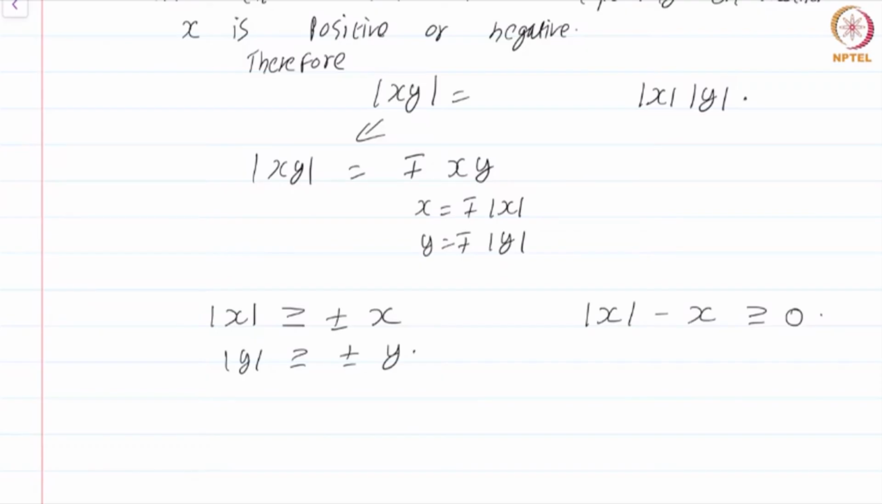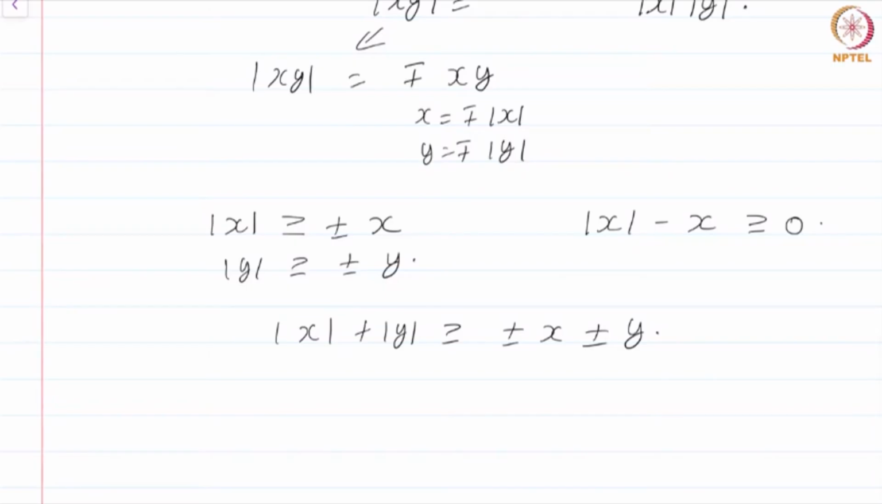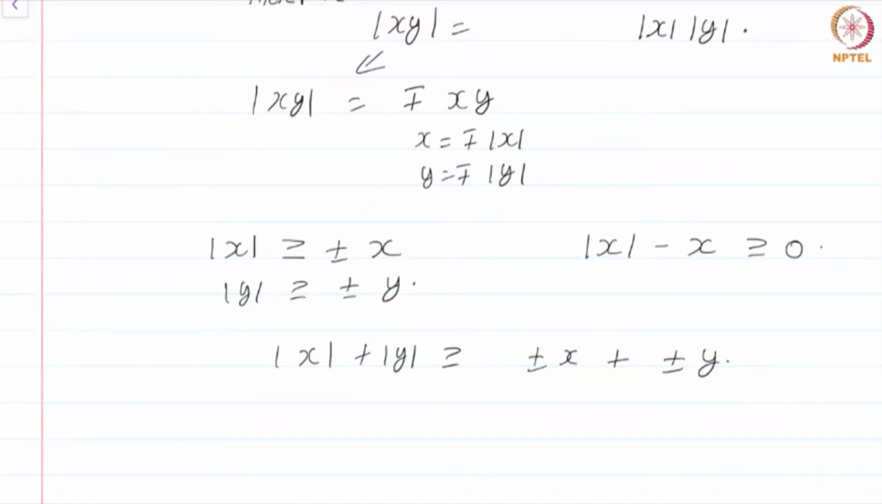Okay. Now, we immediately get by one of the properties of an ordered field that mod x plus mod y is greater than or equal to plus or minus x plus or minus y. Fine. Actually, to be 100% precise, this is a bit confusing. I'll just write plus or minus x plus or minus y. Okay. Now, I am being very sloppy in the notation because the proofs here are quite easy, but I shouldn't be too loose so as to confuse you.